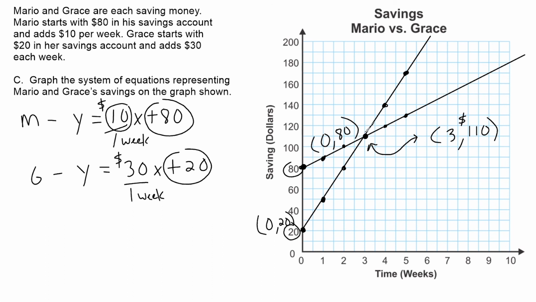And it is at this point where they have the same amount of money, which is in the 3rd week. So one way that you might hear this quite frequently is that (3, 110) is the solution for the entire system of equations. Or we could say that this point right here would make both of these equations true if we were to put the 3 in for the x and the 110 in for y. All right, let's go on to part D.